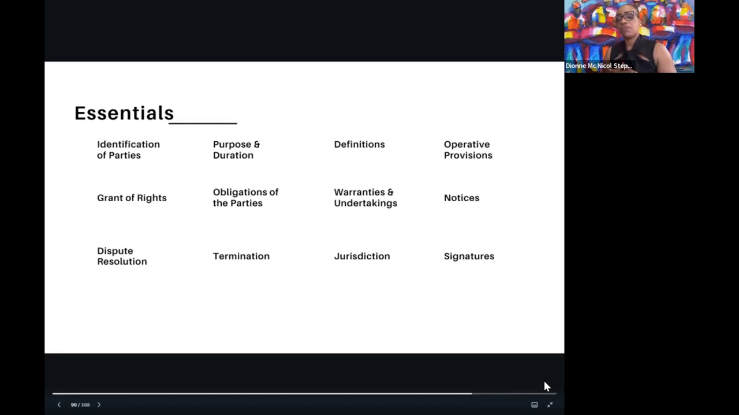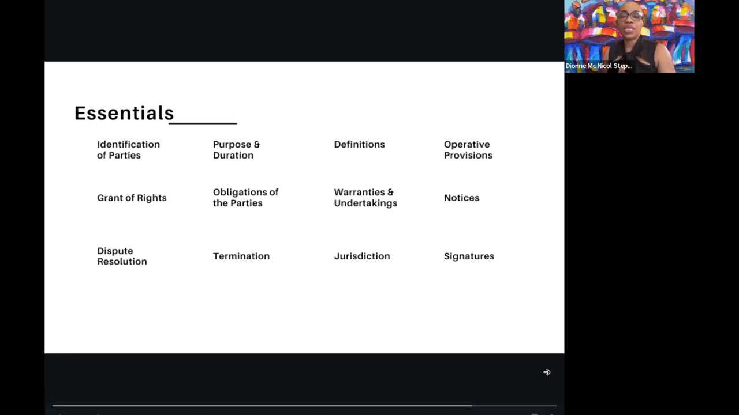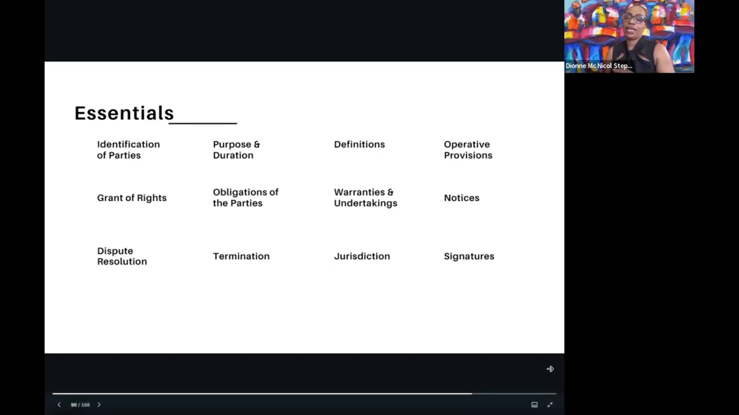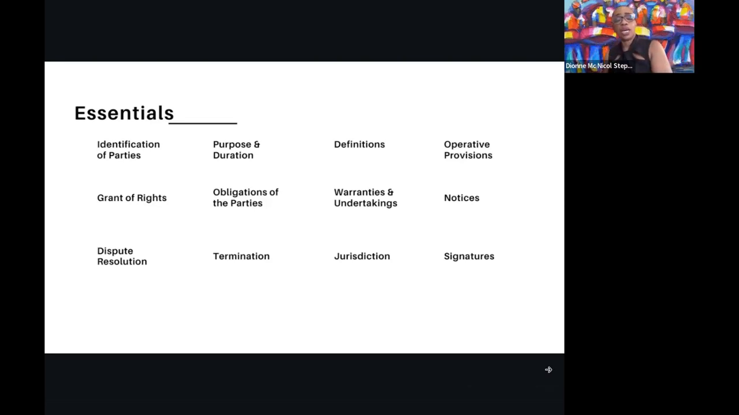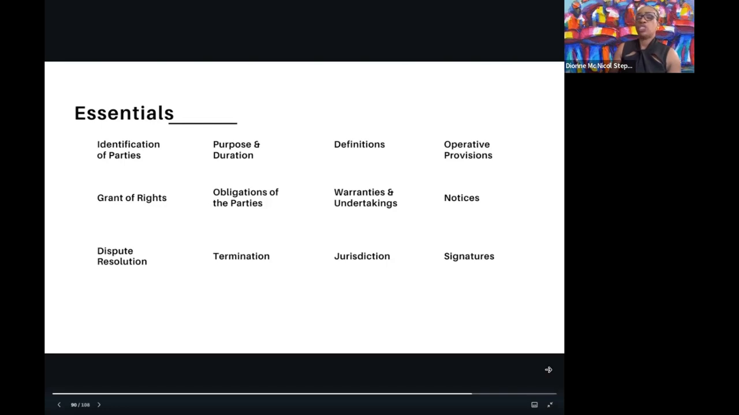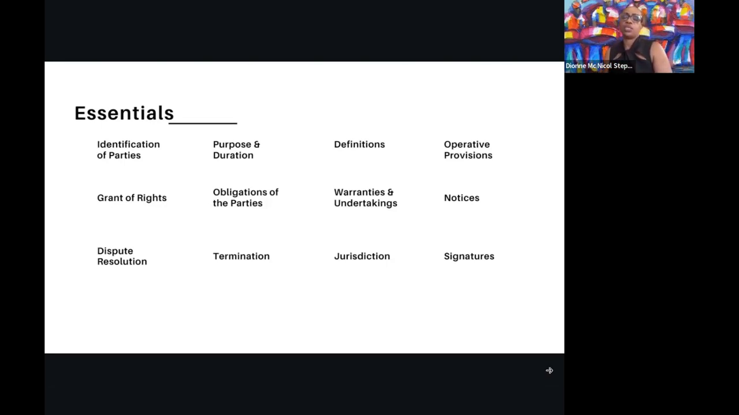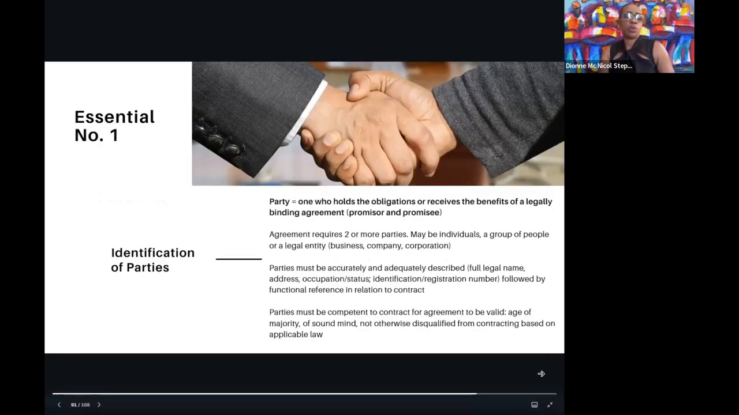What are the obligations of the parties? Are there any warranties and undertakings that we need to be cognizant of? What notices need to be sent, and where are we sending those notices? How are we resolving disputes when they arise? How are we ending this contract? Is it going on forever? What happens when it ends? Where is this contract based? Are we contracting according to Trinidad and Tobago law? Are we going to court in the US? And who are the signatories to this? Right? Those are 12 things that you must pay attention to.